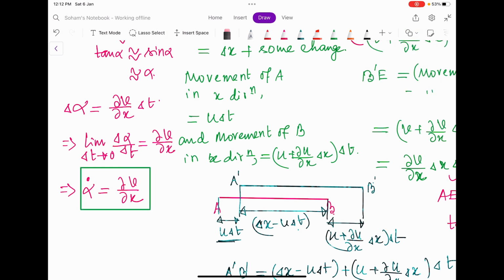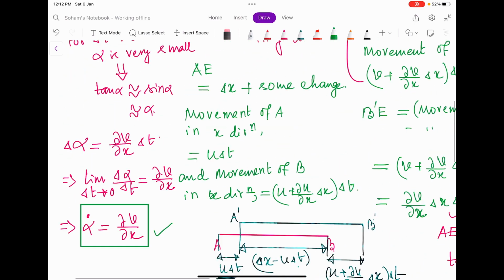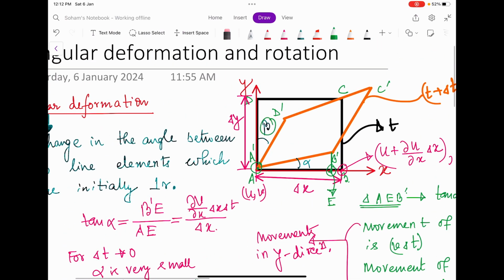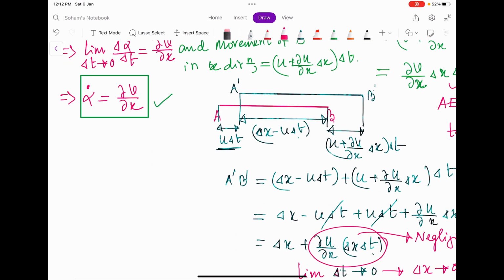So alpha dot equals del v by del x, because in solid mechanics also, if you have to find the angular strain rate, you are supposed to find the change in angle between two line segments which were initially perpendicular. The same concept is applied in fluid mechanics also. Similarly, if you term this angle as beta, then this beta dot will be del u by del y. This is your homework, you have to derive it.